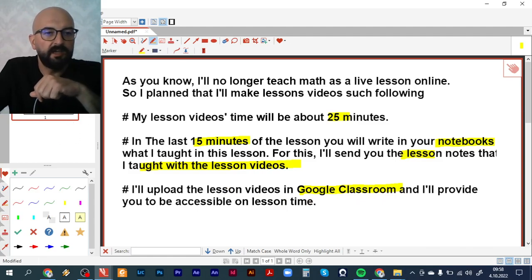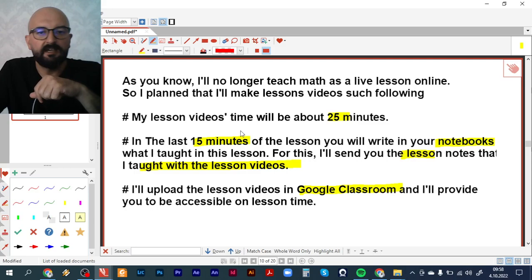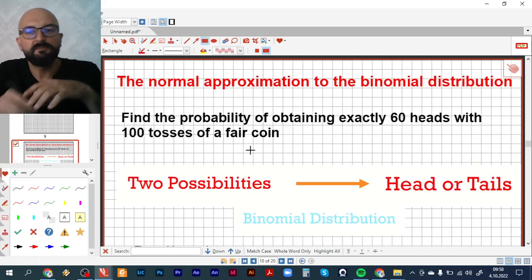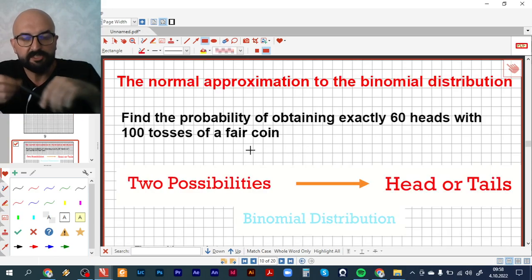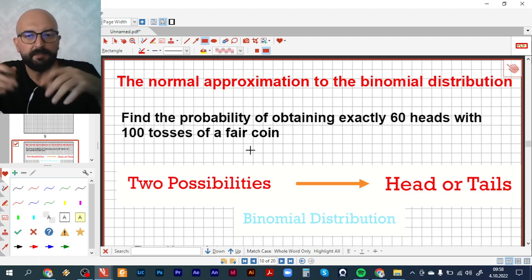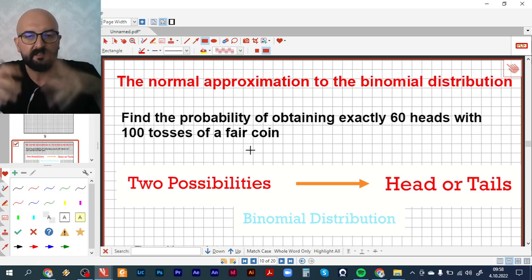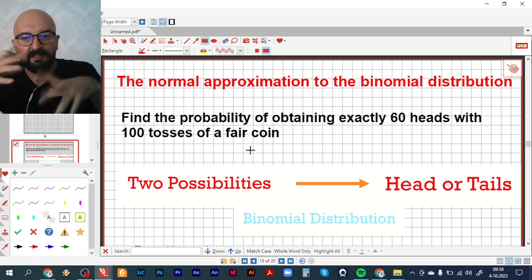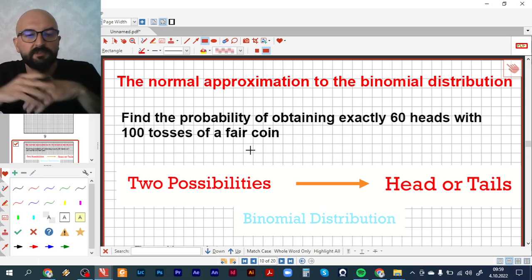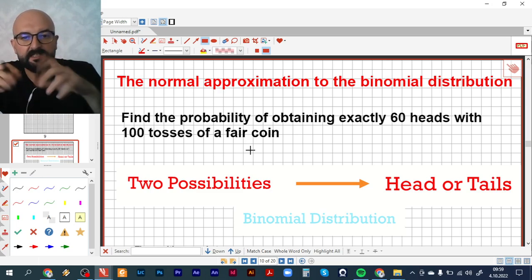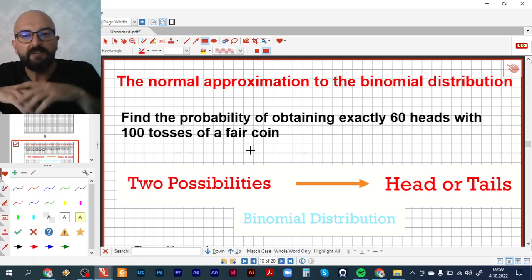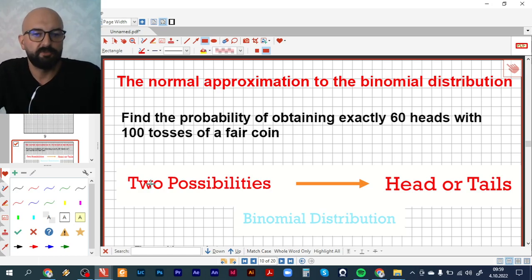As you know, we started binomial, the normal approximation to the binomial distribution, and the last topic of the last year's lessons. It's very important for us, this topic. Today we will learn the normal approximation to the binomial distribution.